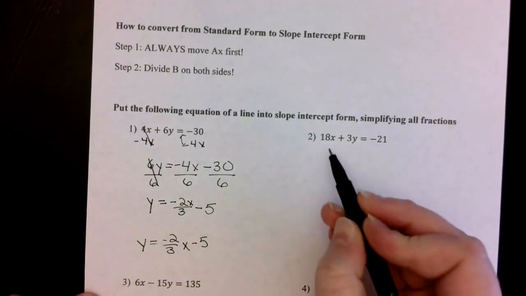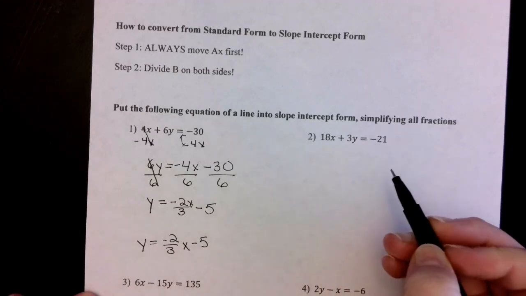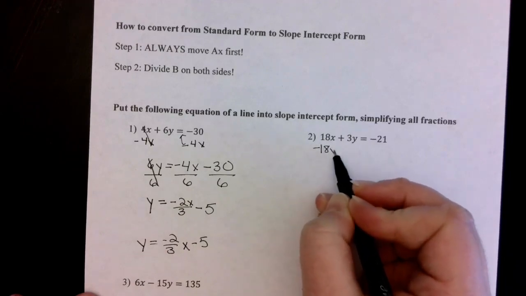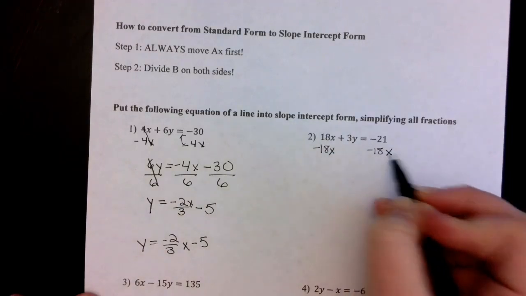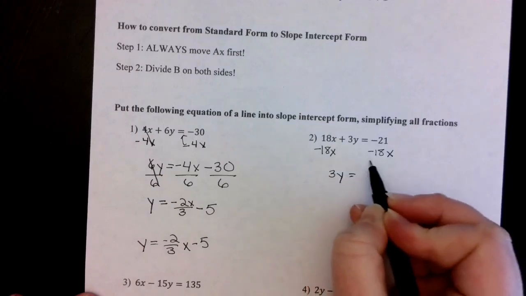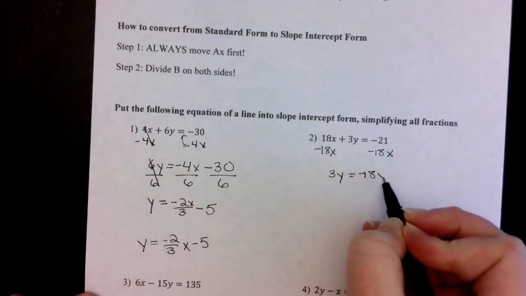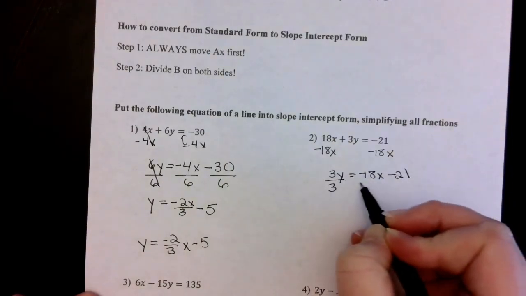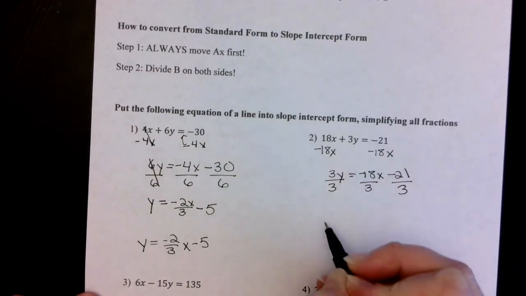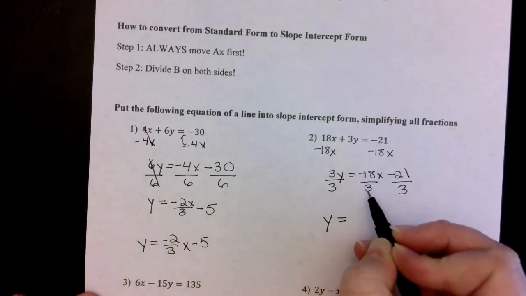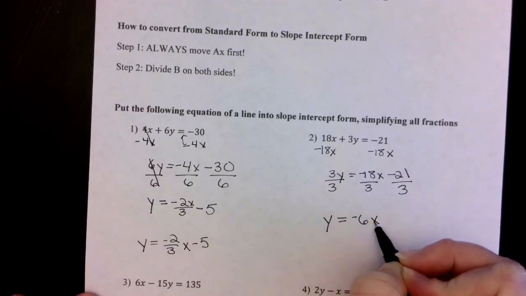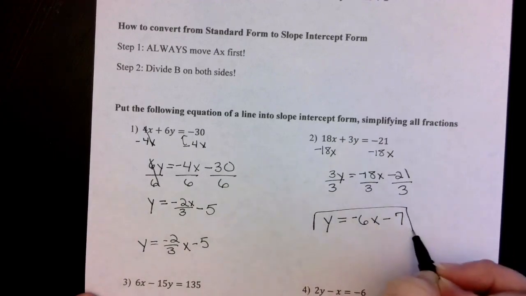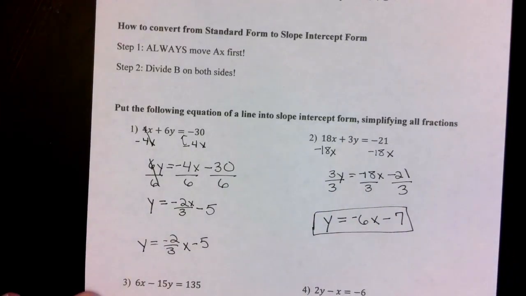Okay, let's try another. The first thing I want to do is move my Ax first. So my Ax is the 18x, so I'm going to subtract 18x to the other side, leaving 3y equals that negative 18x scoots right to the front of the negative 21. I'm going to divide both sides by 3. Y equals negative 18 divided by 3 is negative 6x minus 7, because 21 divided by 3 is 7. And that is your linear equation in slope-intercept form.